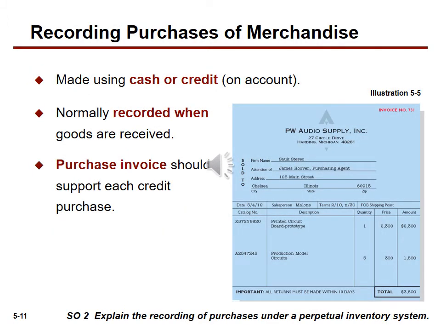Now let's look at how we can record purchases under the perpetual inventory system. First of all, purchases can be made using cash or credit, just like when we were talking about services, and normally it's recorded when the goods are actually received. And finally, the purchase invoice, similar to what you see here in illustration 5-5 in front of you, should support each credit purchase especially.